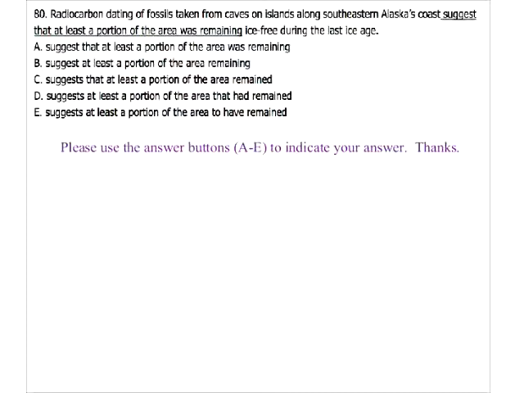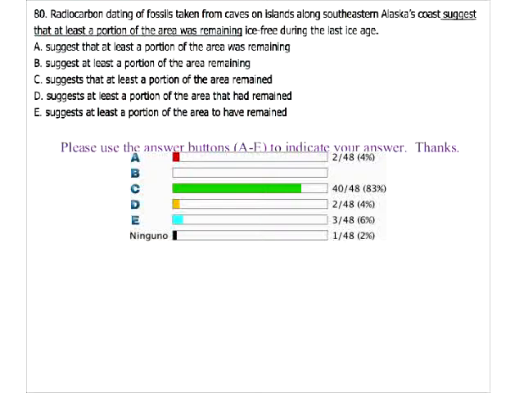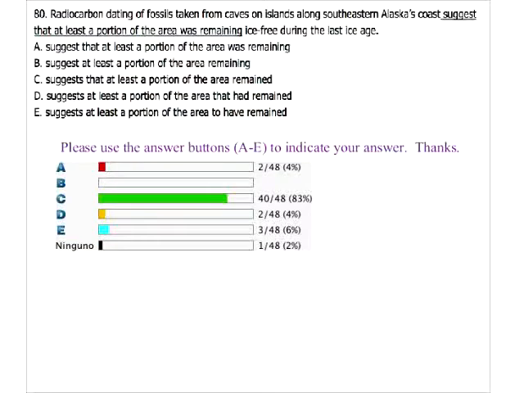So here are some answers. Remember, it's a test where you have to answer it. Wow, that's a strong majority. Okay. Well, let's take a look.